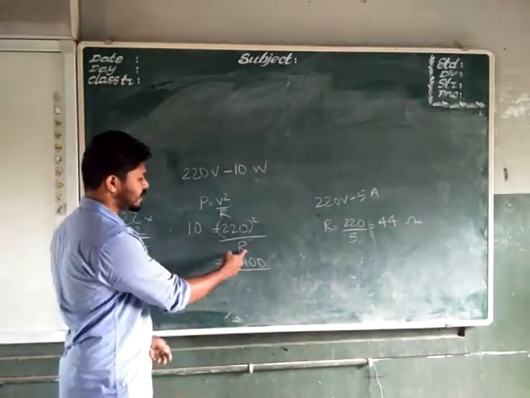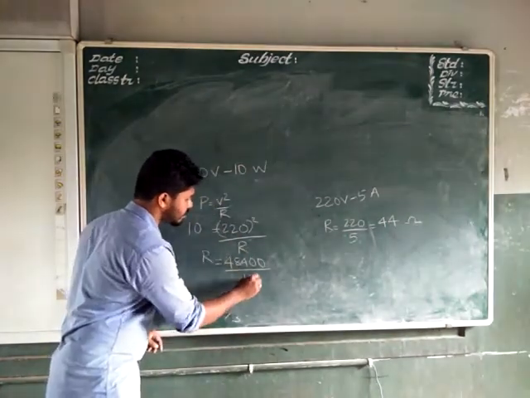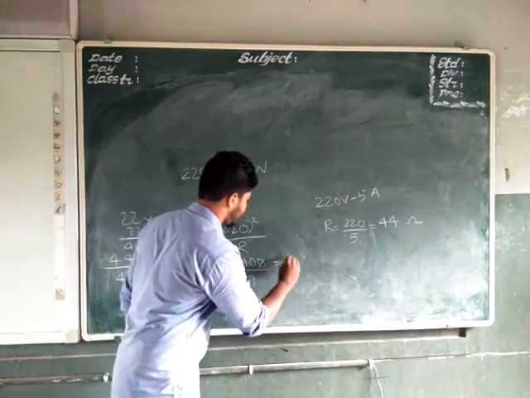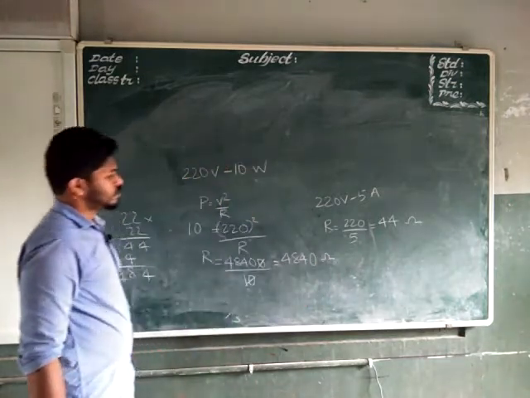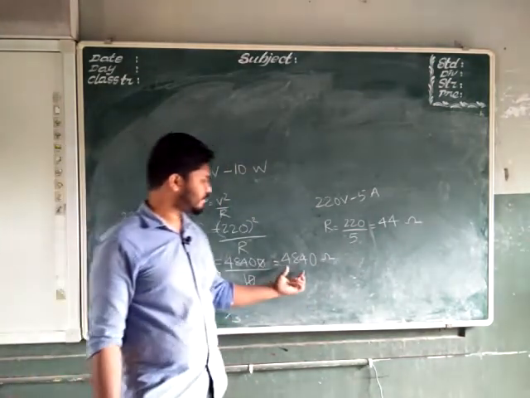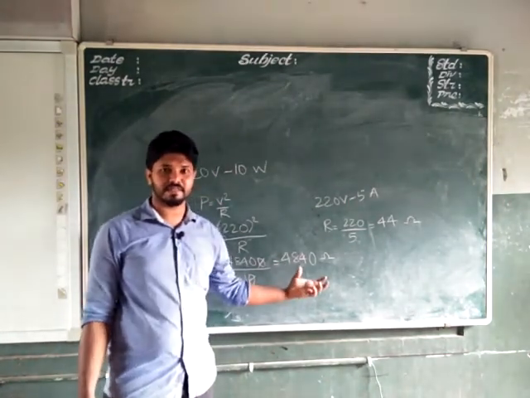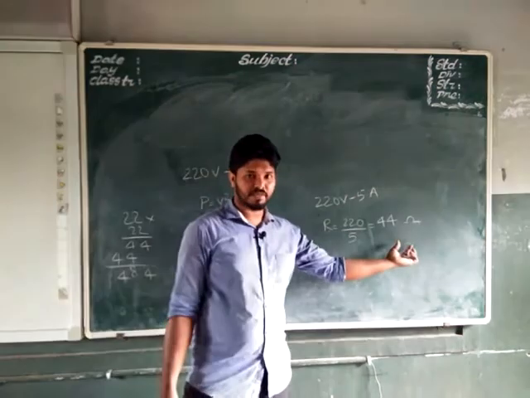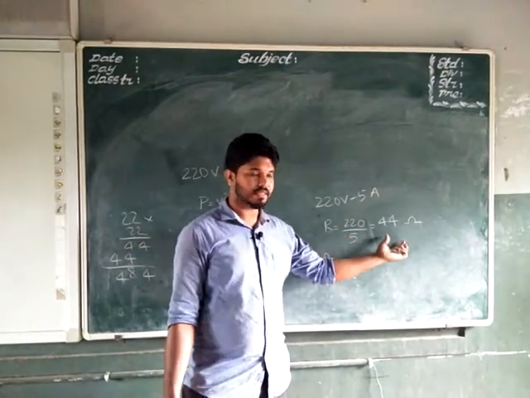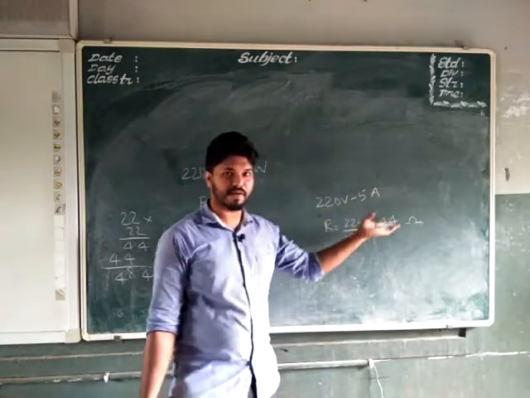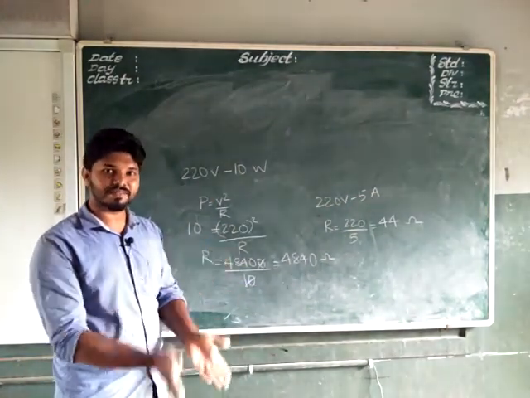Divided by, we can take this R to the other side and 10 to here. So 48400 by 10 is equal to R. So that is 4840. So the resistance of one bulb is 4840 ohm. We have to reduce the resistance. How can we reduce the resistance? We can check how many bulbs can be connected in this 44 ohm circuit, that is the 220 volt and 5 ampere circuit. When we connect these in parallel, the resistance will be reduced, isn't it?